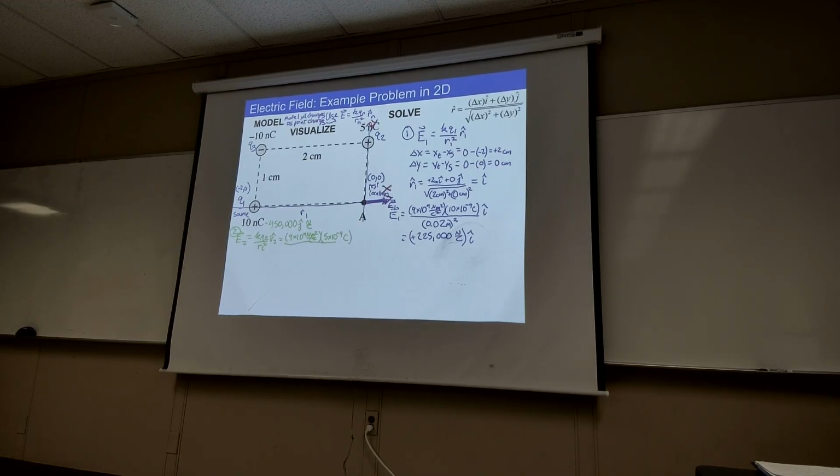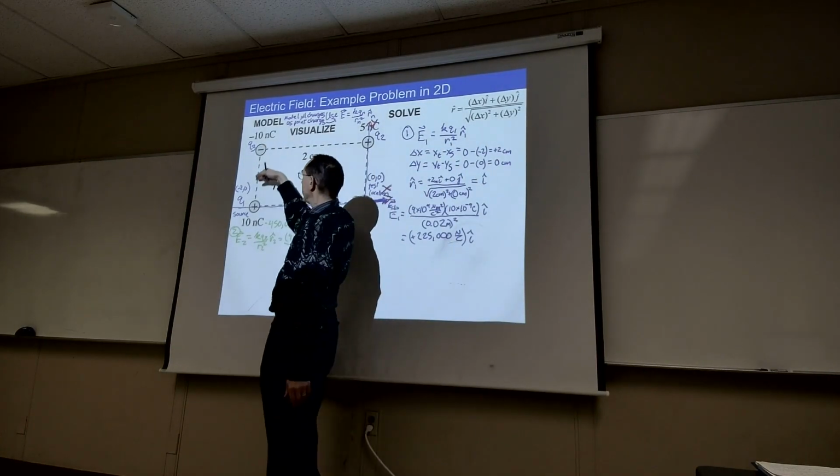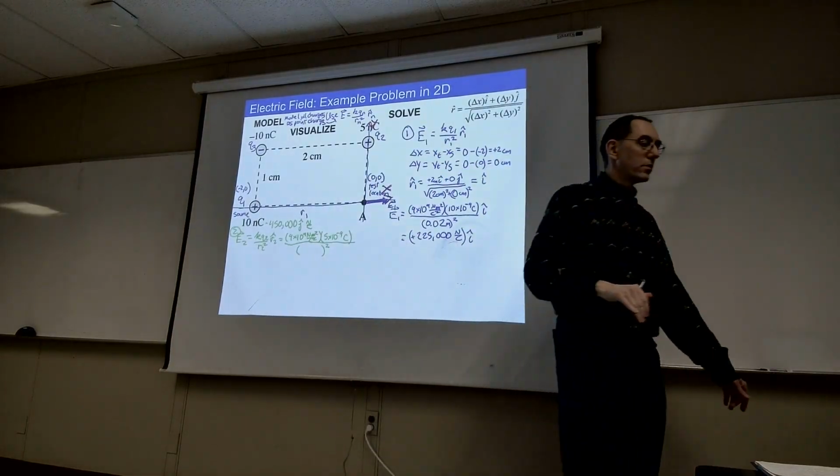We're going to divide that by the distance. What's the distance here? It's 0.01, it's 1 centimeter, right? 1 centimeter from here to here. It's a rectangle, it's the same over here. So that's 0.01 meters.